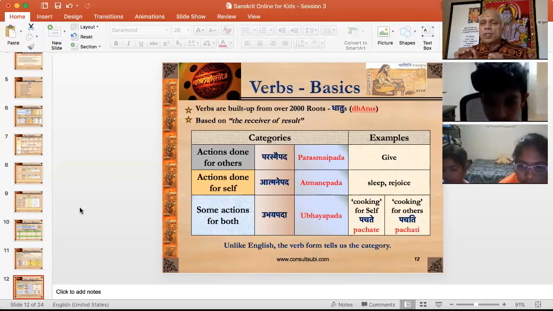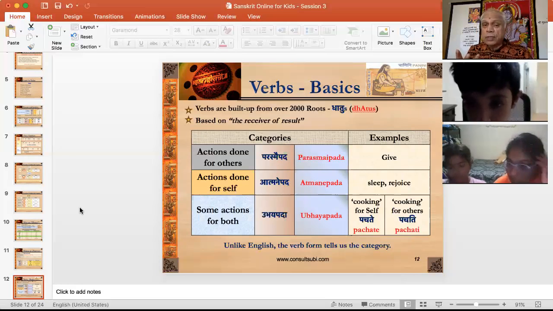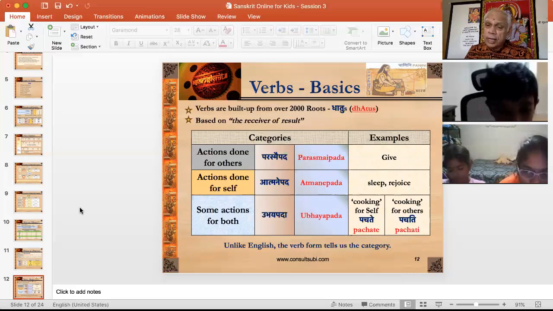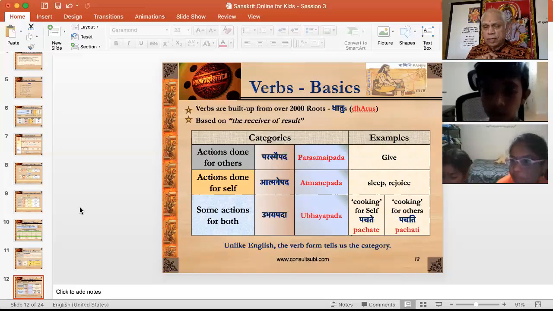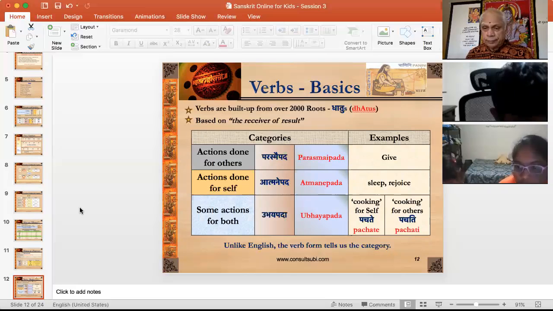So pacha means to cook. Pachate means cooking for oneself. And pachati is cooking for others. So that makes a difference. It is very difficult because in English you have only cooking. She cooks, that's it. You don't worry about for whom she is cooking. But in Sanskrit, it also depends upon who is the receiver of the result. So the food is eaten by all of you in the family, and your mom also takes part. Therefore, it becomes a Ubhayapada, Pachate and Pachati.